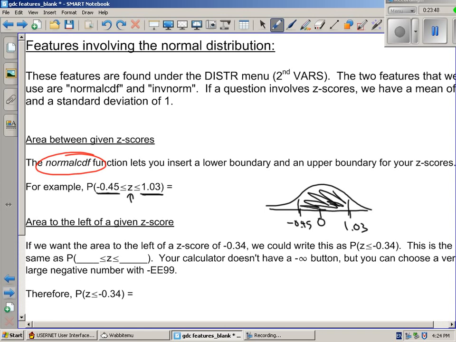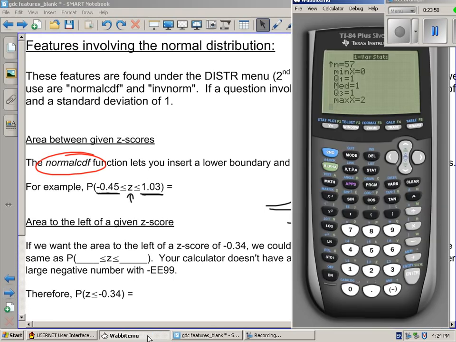To find that area using my calculator, here's what I do. I go second vars, normal CDF, or you could go over to draw and use shade norm. The lower boundary is negative 0.45. The upper boundary is 1.03. In this case, we have a mean of 0 because it's the standard normal curve. So the z-scores tell us that it's going to be mean of 0 and standard deviation of 1. Paste. Evaluate. Tells us that that area is 0.522.